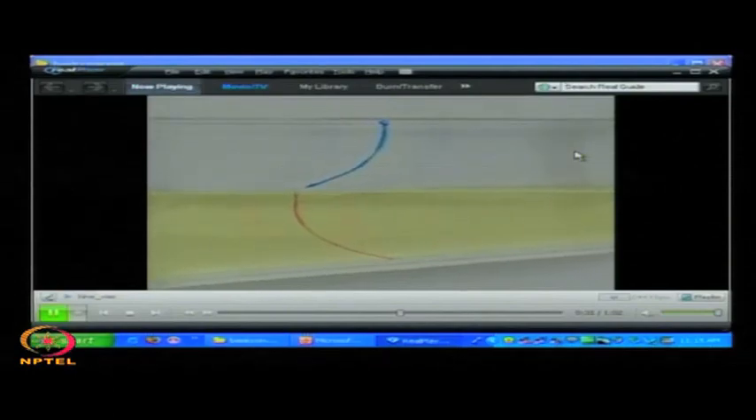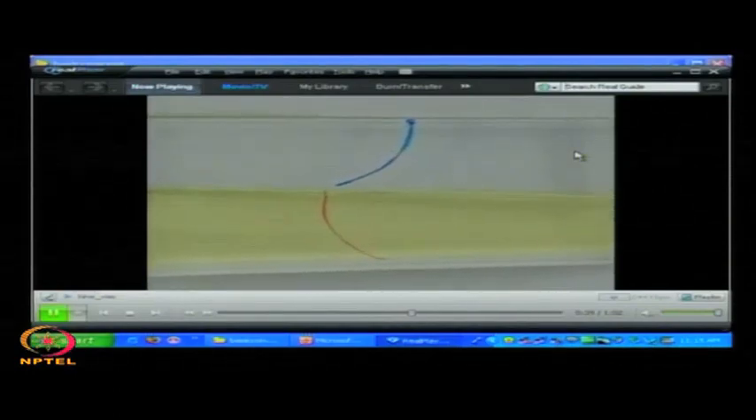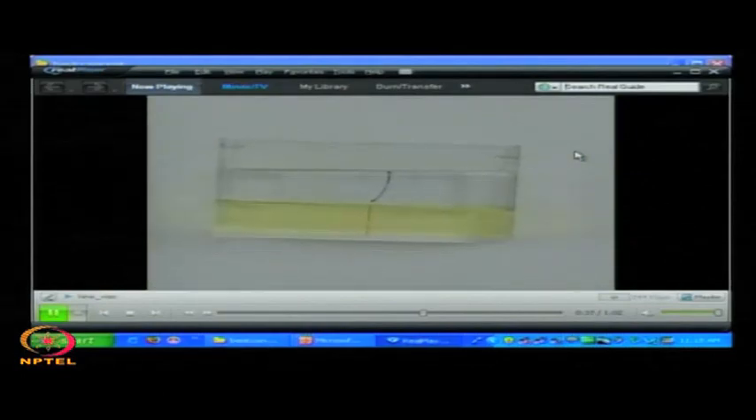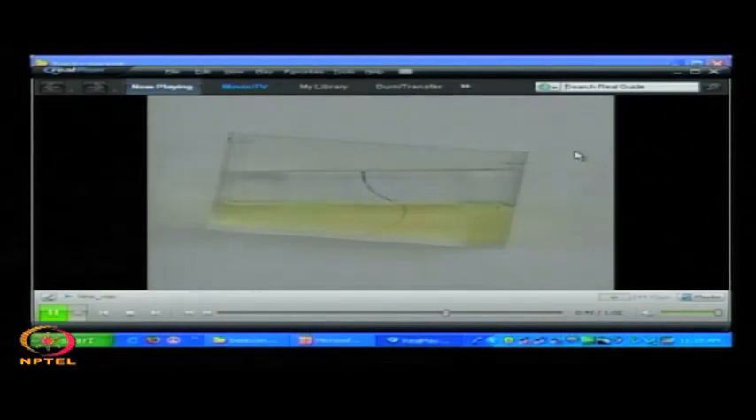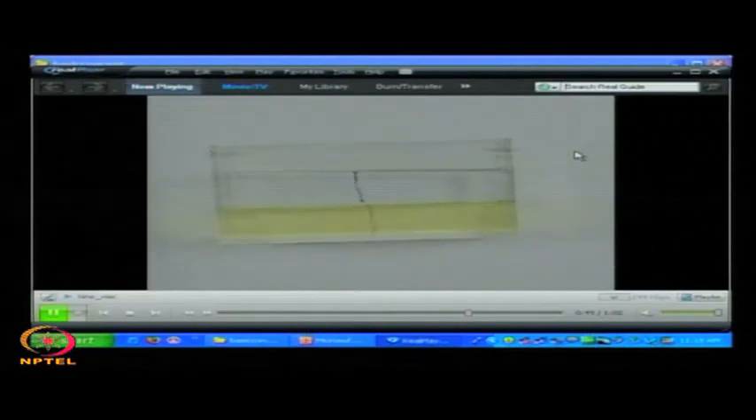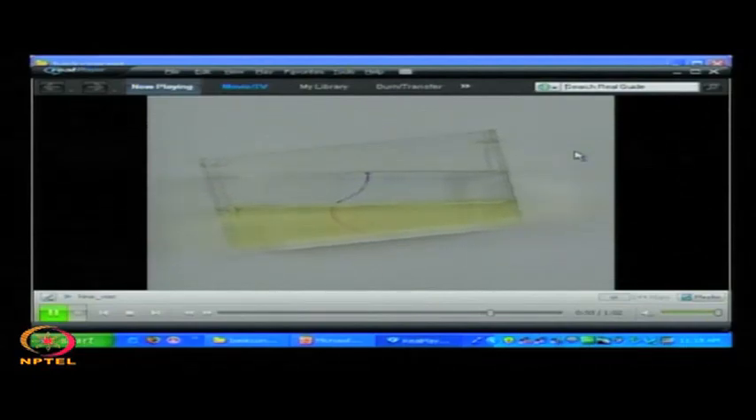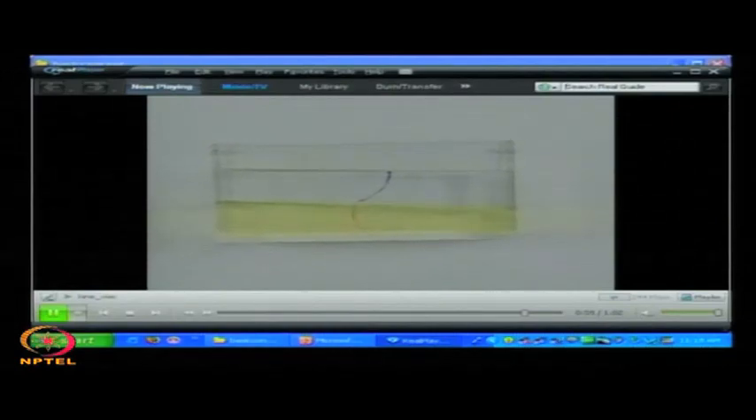The reason is it is not the continuity of du dy that is important, it is the continuity of mu into du dy. Because mu of the two fluids are different, du dy at the interface has to be adjusted. So when you have two different fluids with two different viscosities, you should not look for a continuity in du dy, you should look for a continuity in mu into du dy, that is the important thing.